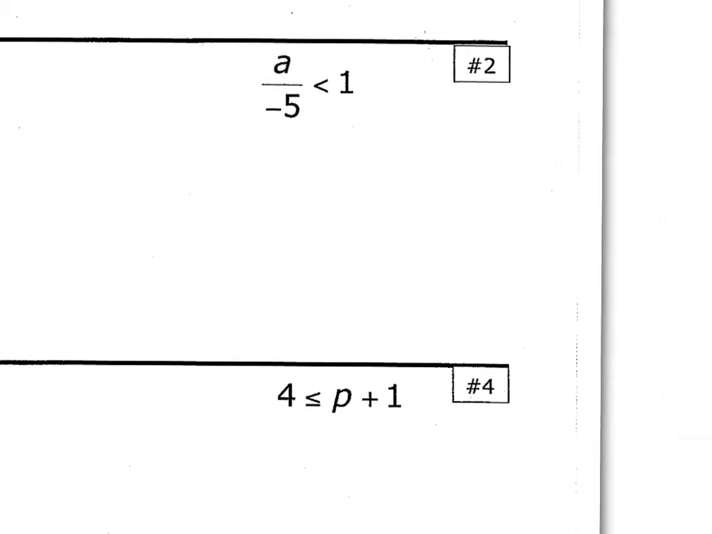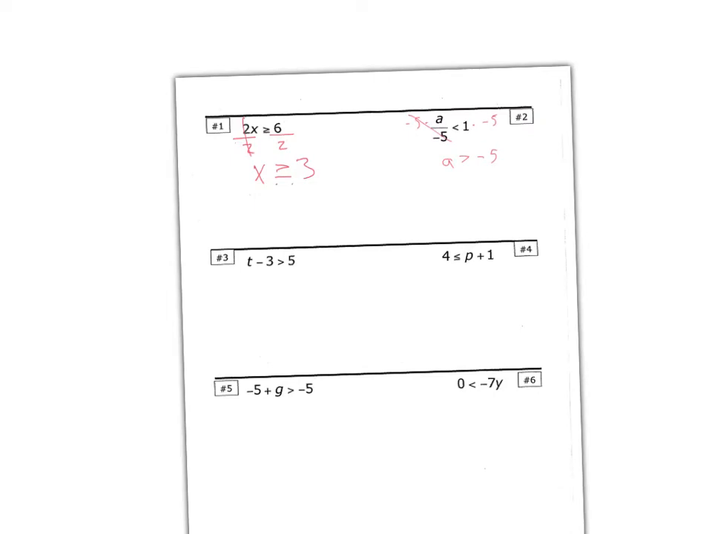Let's look at number 2. Okay, this time we have to undo division, and we have to undo division with multiplication. So what should we multiply each side by? Well, we need to multiply by -5. And since we're multiplying by a negative number, we need to flip our inequality the other direction. So those -5's cancel. And we're going to flip our inequality the other direction. And then 1 times -5 would give us -5. Okay, so we're not learning anything new today. We just are using a new rule.